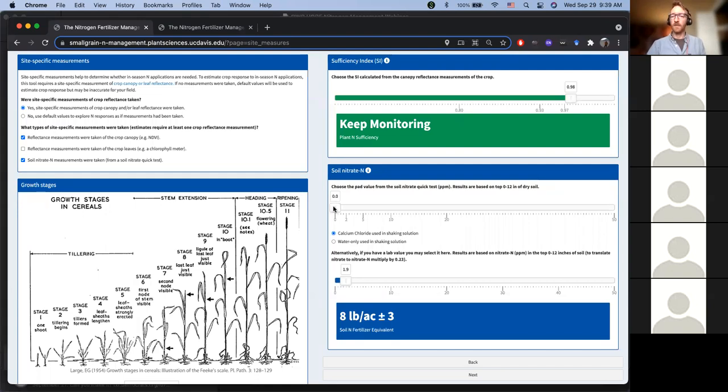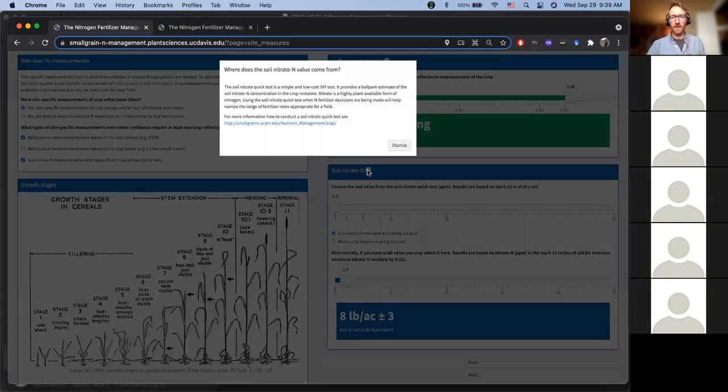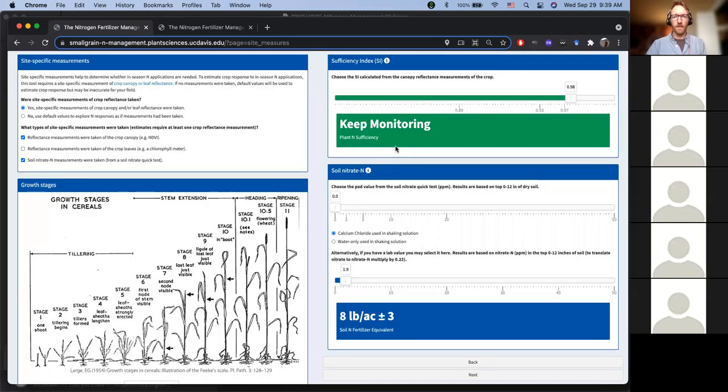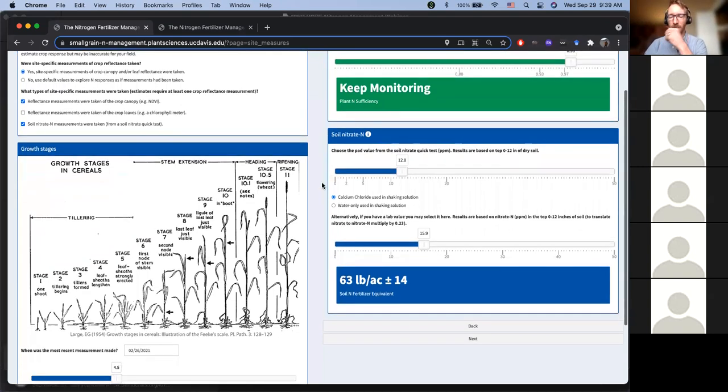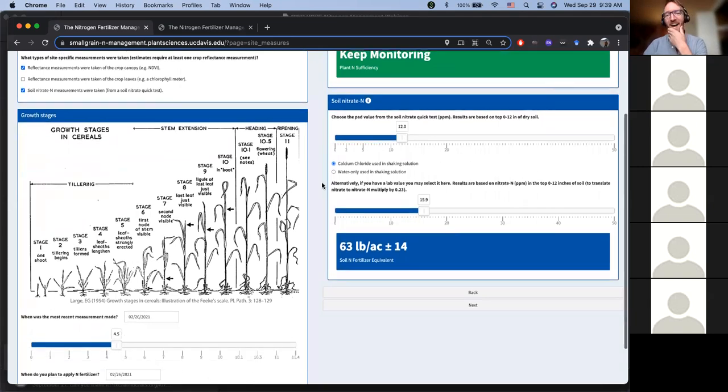Then we looked at our soil nitrate, and there is a link right here that will take you to the soil nitrate quick test how-to as well. So that's one thing to keep in mind. The servers are down at ANR right now, part of the reason I couldn't send you guys a reminder, but that link will take you to that site when those servers are back up, or we'll provide an alternative link at some point if those things are broken forever.